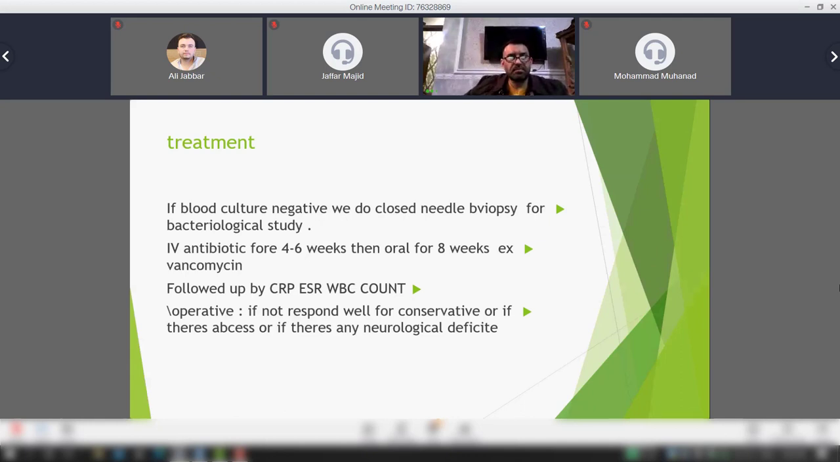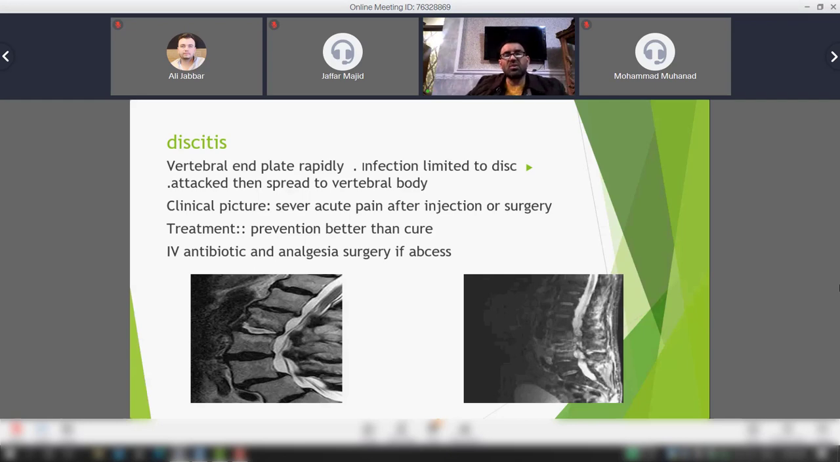We talked about the treatments. Another condition, which is a very horrible and very painful condition, is discitis. The vertebral end plates are rapidly infected and it's usually limited to the disc, meaning just the disc is affected. Sometimes it proceeds to involve all the vertebrae with spondylodiscitis. Usually discitis is very severe and usually occurs after an injection or after surgery.